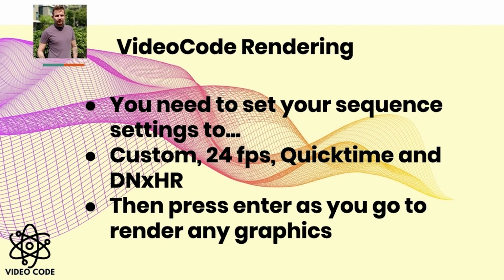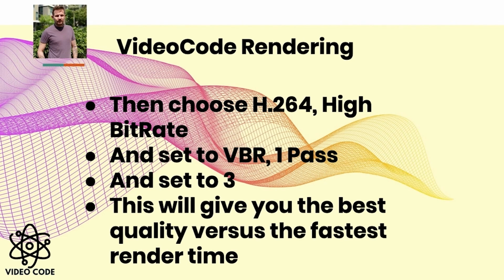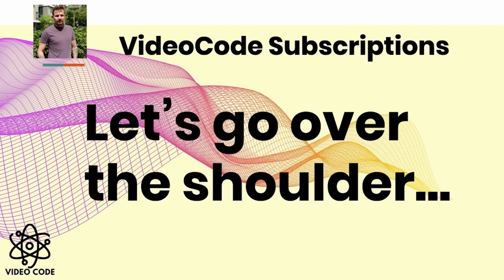So just for a principle that you can follow, you can come back to this slide at any time if you ever need to just look at it rather than watching the whole video. You need to set your sequence settings to custom, 24 frames per second, QuickTime, and DNxHR. Then press enter as you go to render any graphics that you're making. Then you want to choose H.264 when you export, high bitrate, and set to VBR 1 pass, and set to 3. This will give you the best quality versus the fastest render time. Let's go over the shoulder and I'll show you this in detail.